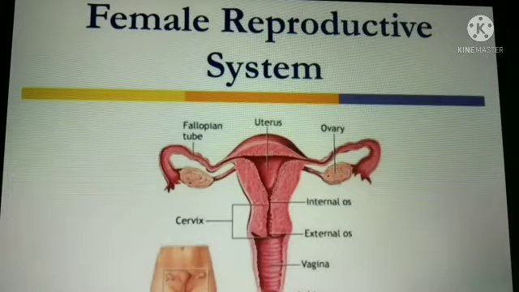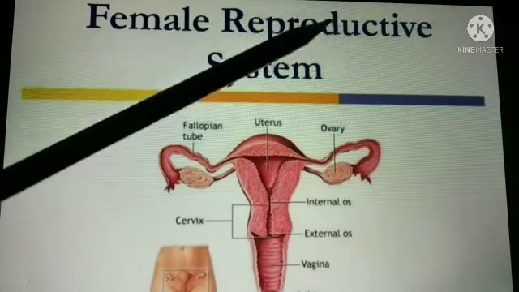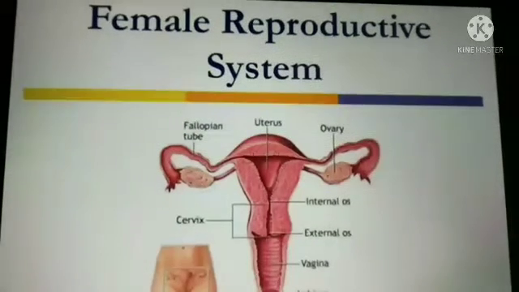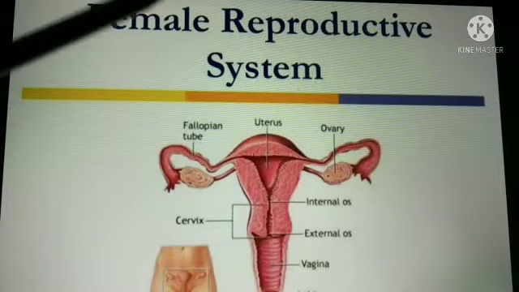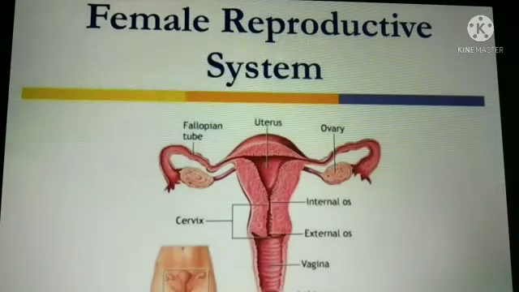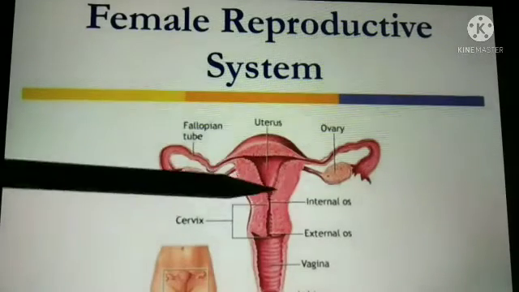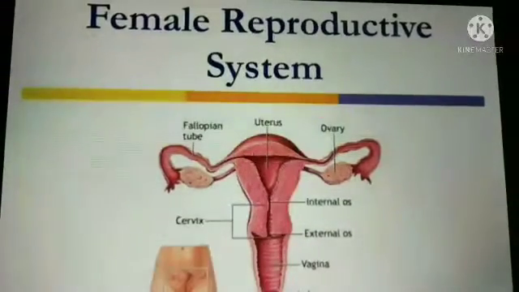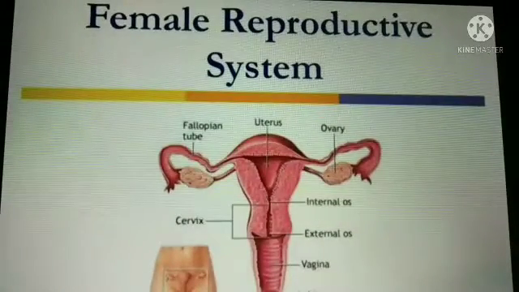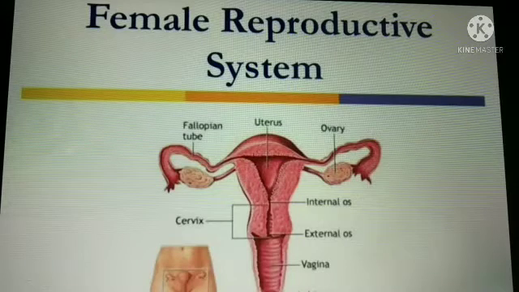Today our topic is the female reproductive system. In the last topic we discussed the male reproductive system, and today we are going to discuss the female reproductive system. Now I will explain the parts of the female reproductive system, and in the next video I will discuss the process of reproduction.